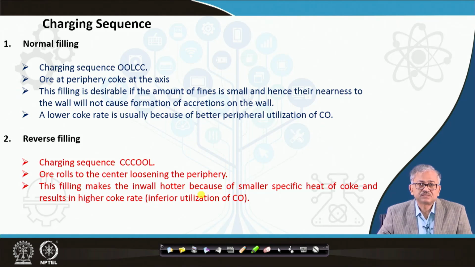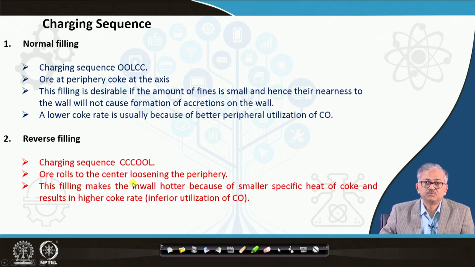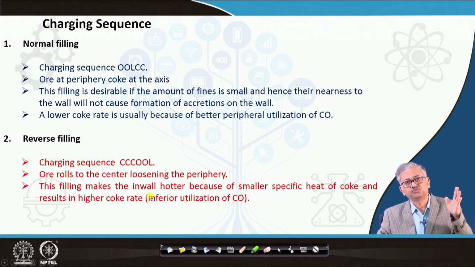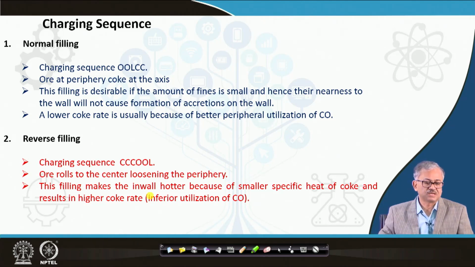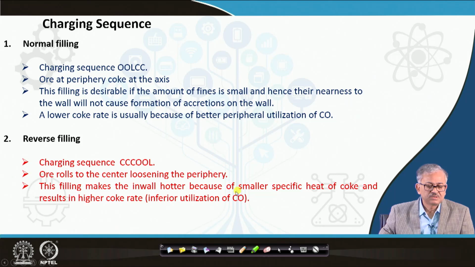So in this case, at the periphery the ore to coke ratio becomes low, so only the gas passes through it. It doesn't participate much in the reaction, and besides, coke has a very low heat capacity. As a result, temperature increases there. That may lead to a higher coke rate, that is, inferior utilization of the CO gas, because you do not have much ore there.